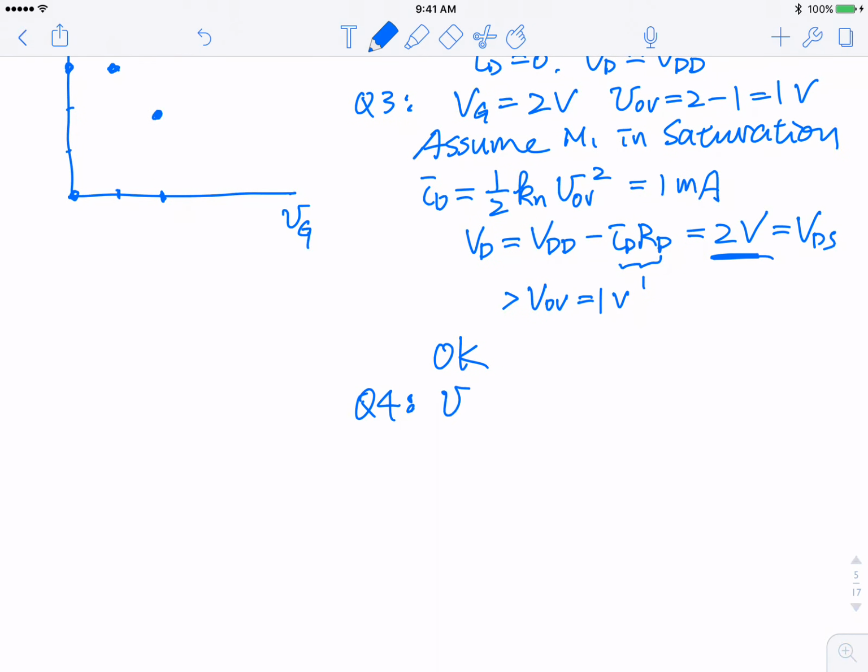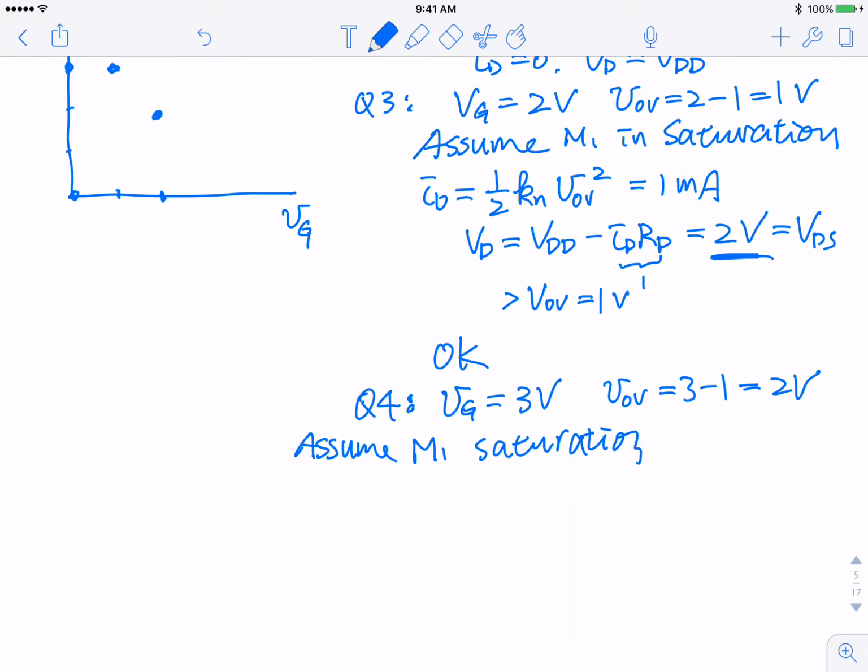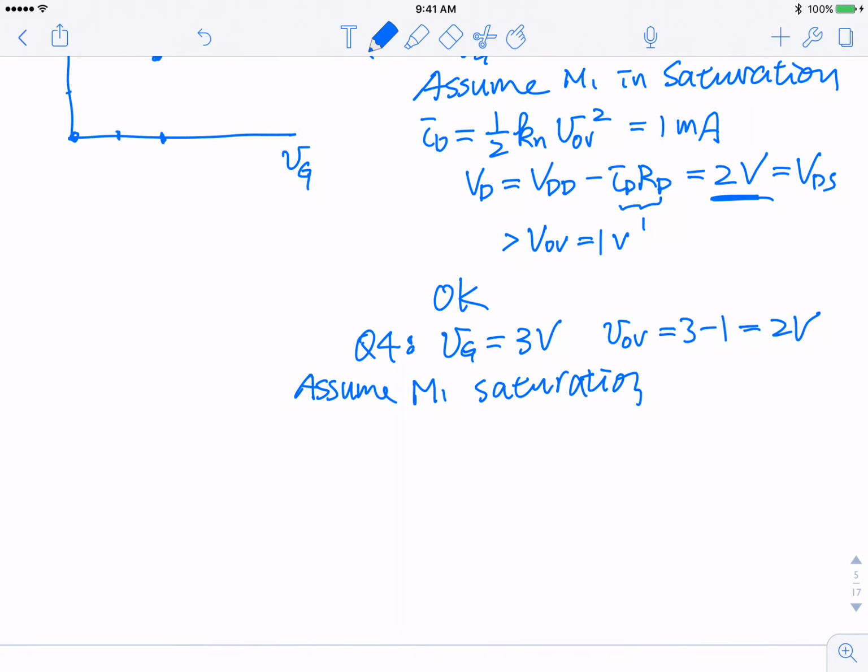Okay, what happens when Vg goes up to 3 volt? The overdrive voltage, V overdrive, is now 3 minus 1, so this is 2 volt. Now we don't know the region. Let's guess M1 is in saturation, so this is still an assumption, okay? Our assumption is M1 is in saturation. All right, and we calculate ID.